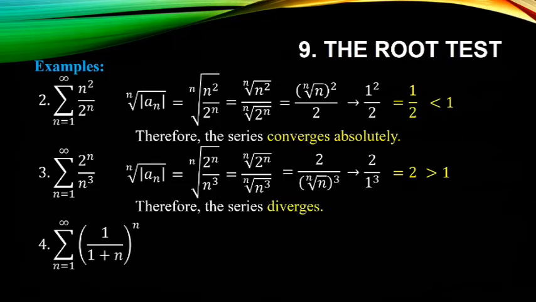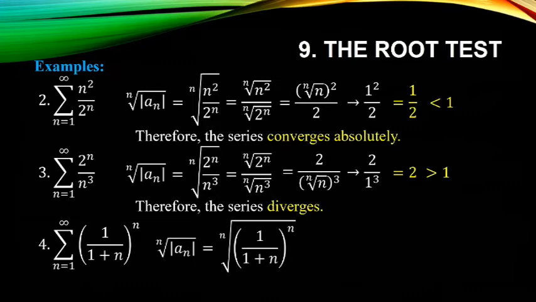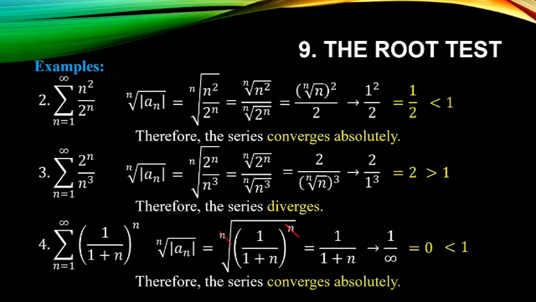And number 4, the summation of 1 over 1 plus n raised to n. The nth root of the absolute value of a sub n is equivalent to the nth root of 1 over 1 plus n raised to n. It's equivalent to 1 over 1 plus n since the root and the power cancel out. And it approaches 1 over infinity, because as n approaches infinity, it is equal to 0. Since this is less than 1, therefore the series converges absolutely.